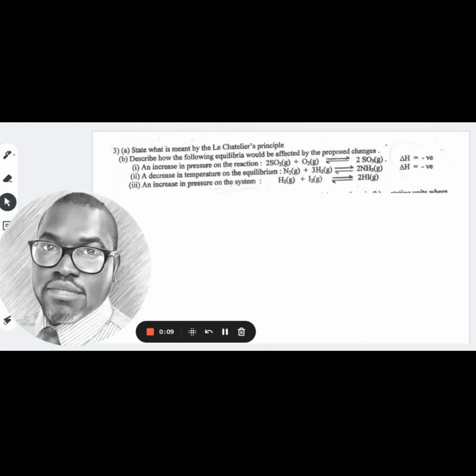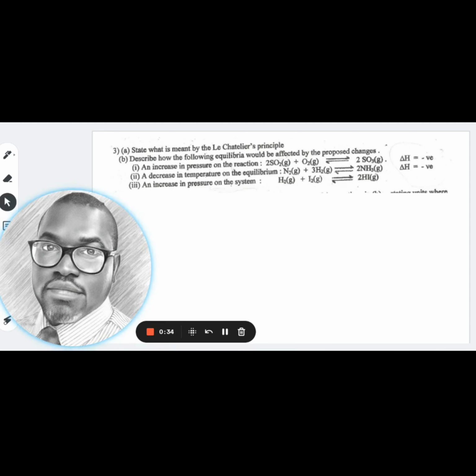So, as you can see on the screen, what we want to look at today is Le Chatelier's principle. I am not French, of course, so that's my best French pronunciation. And of course, this has to do with equilibrium as a whole. First of all, let us state what Le Chatelier's principle is.